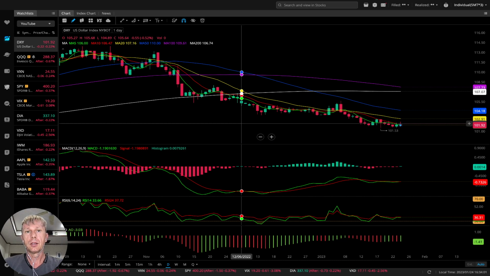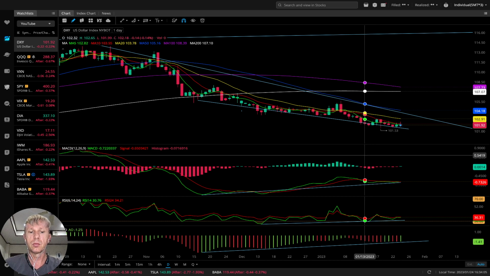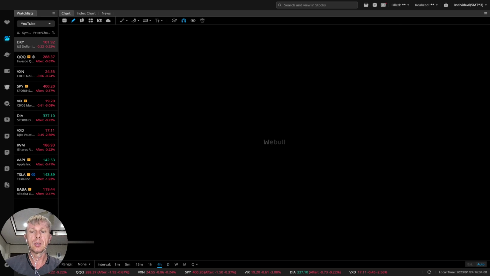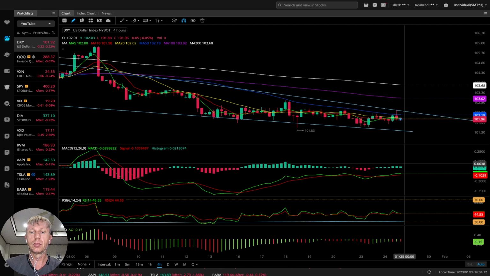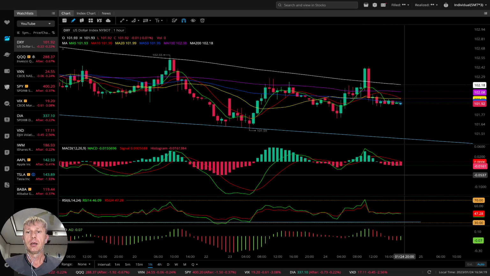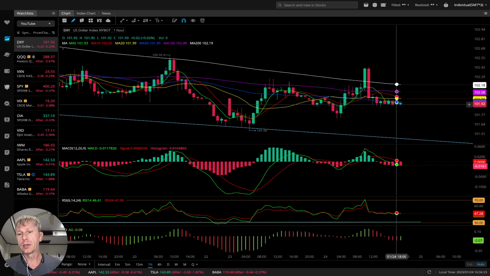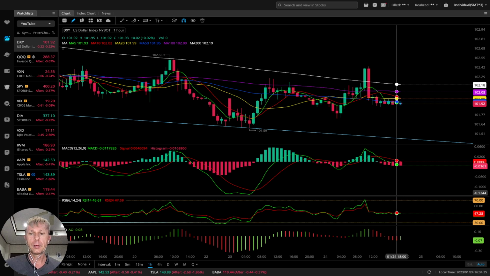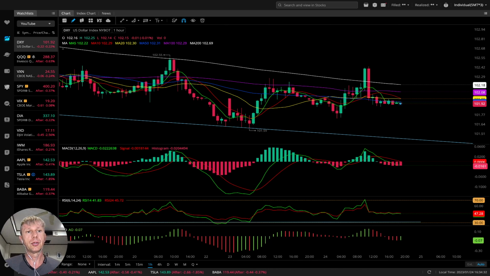Okay, that's all. Daily is still bearish with bullish divergences. 4 hours is kind of bullish with bullish divergences, and 1 hour is bearish. We'll see. The dollar wants to change direction to bullish.